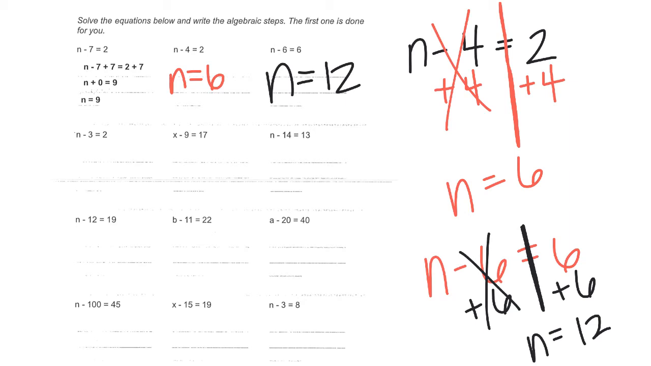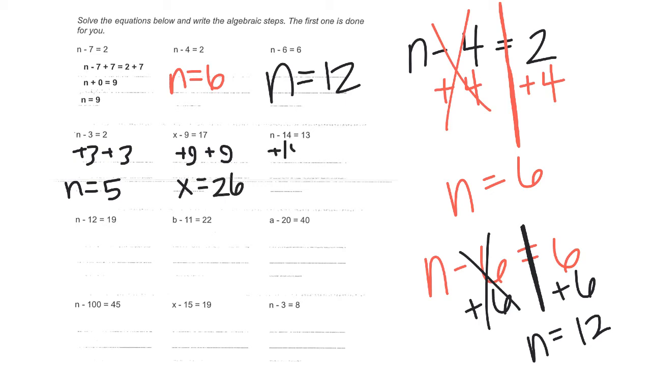Okay, so I'm going to stop talking. I want you to pause, and I want you to do 3 more on this page. I'm going to quickly go through them, so when you unpause, you guys can see how you did. So on the next one, I'm going to add 3 to both sides, and I would be left with n equals 5. I'm going to add 9 to both sides, and I'm going to be left with n equals 26.